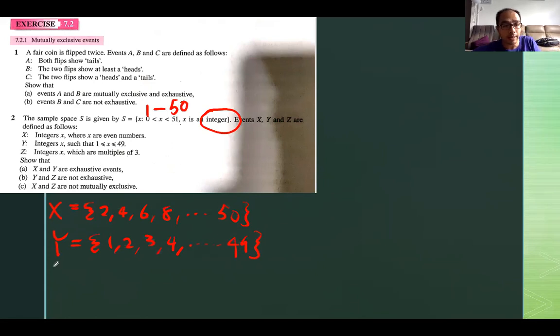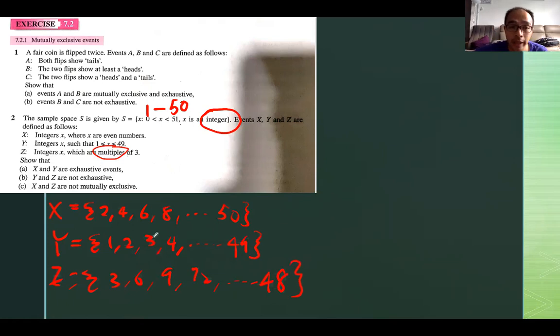Okay, Z is integers which are multiples of 3. Okay, perkataan multiples means gandaan. Kalau dalam bahasa kanak-kanak dia dipanggil sifir 3. Okay, so multiples of 3 is sifir 3. So let's put them in, which is 3, 6, 9, 12, and so on and so forth until what is the last number for sifir 3? Should be 48, I think. Okay, 48. 48 is the final number in this group of Z.